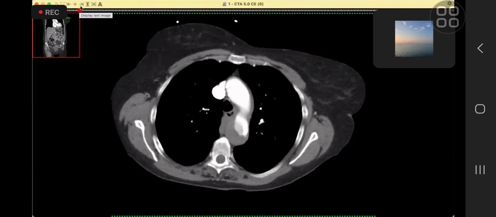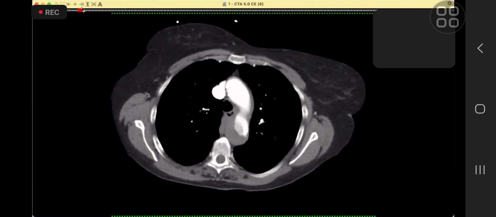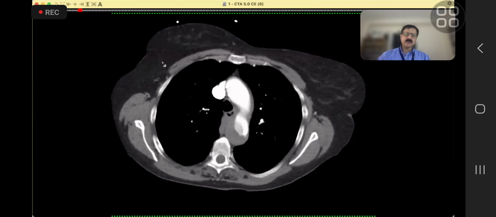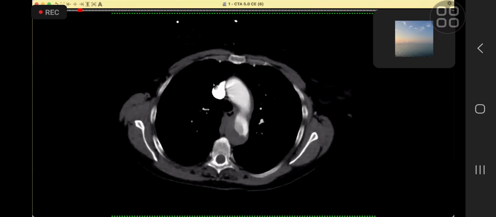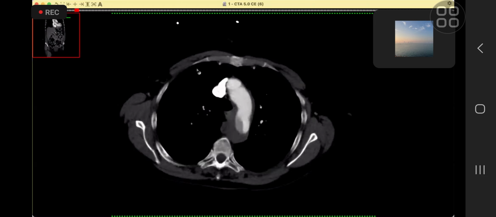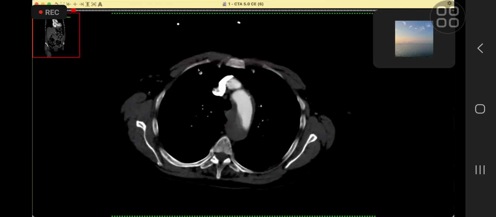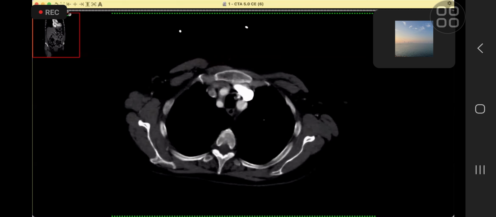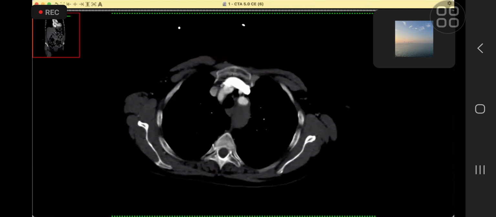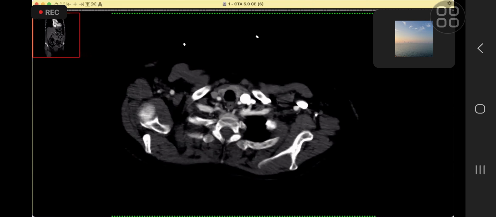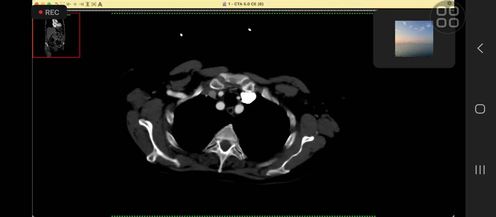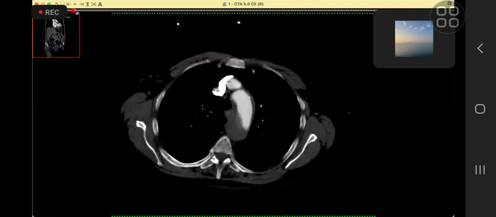Is it possible, doctor, to window a little? Okay, just 1 second. Leave the mouse, please. Happy with this window? Yes, yes, doctor. Okay. So in this CTA, I can see there is an intimal flap with dissection. I need only to see the origin of this dissection, whether it's involving the ascending aorta or the arch.